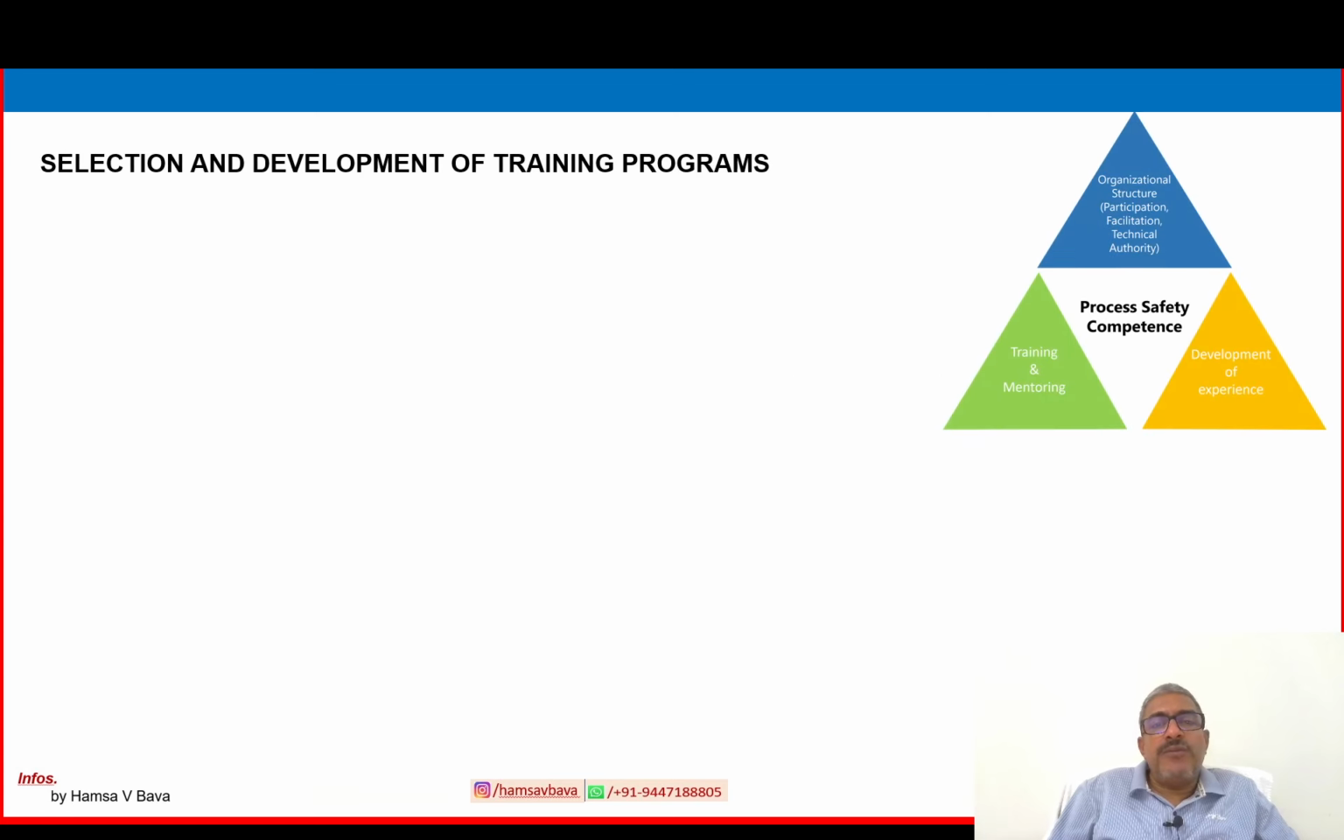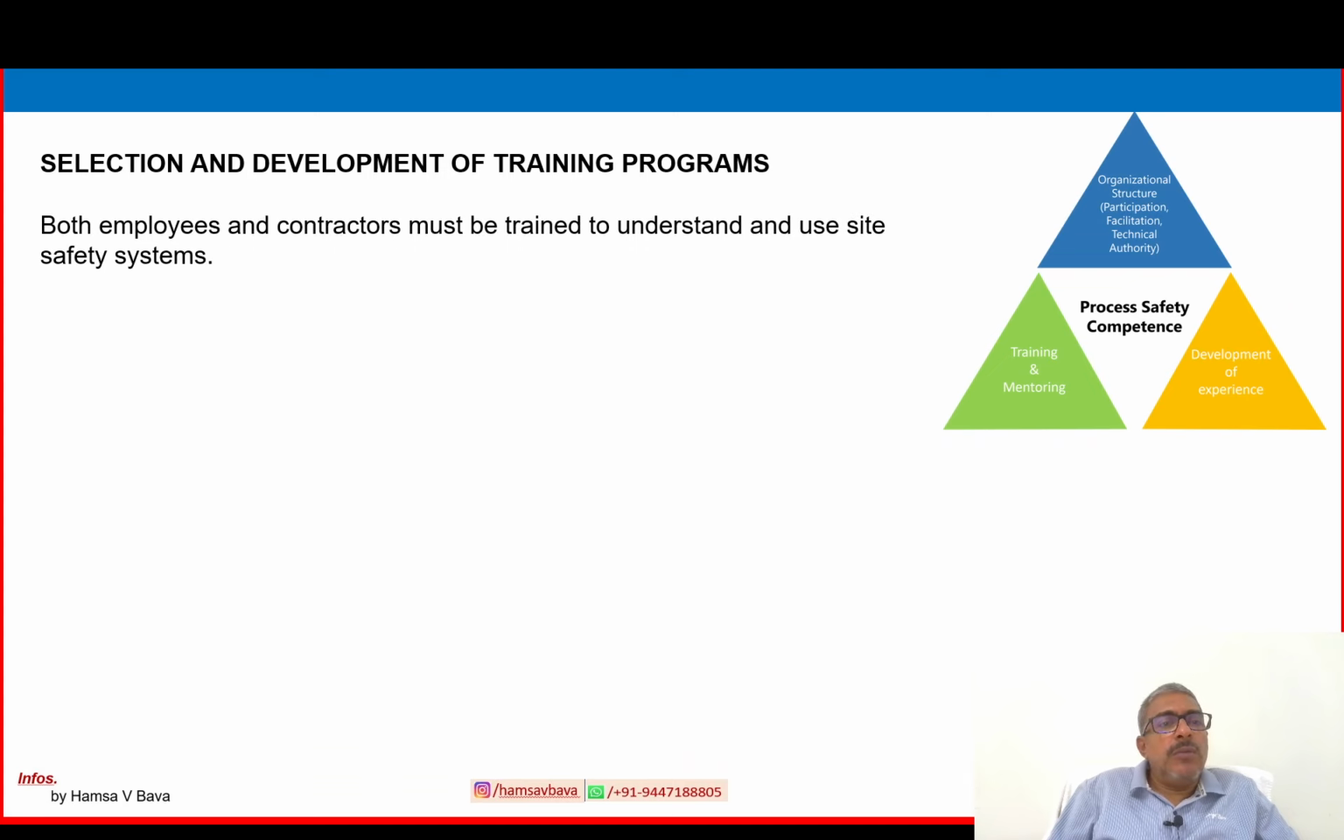Selection and development of training programs. Both employees and contractors must be trained to understand and use safety systems. An example is the safety induction course for a new employee or contractor joining the company. Most companies provide safety induction, H2S induction, presentations, or at minimum permit to work, etc.